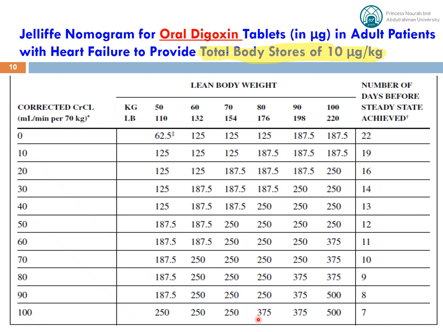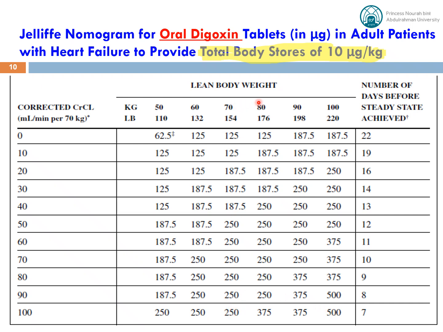This is the appropriate therapeutic drug concentration. Now look, if the patient body weight is increased to 80 kilograms, 90 kilograms, 100 kilograms, the corresponding oral dose of digoxin will be increased. It will not stay 250 micrograms. It will be 375 microgram per dose for the patient with a body weight of 80 kilograms.